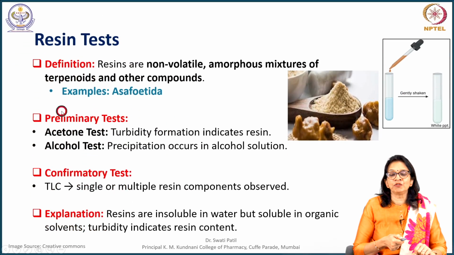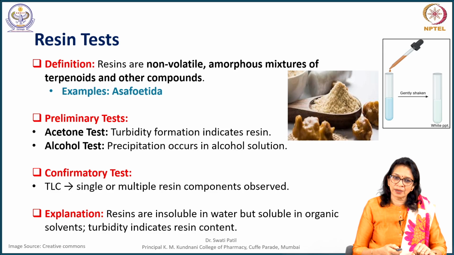Resins, again there are different classes of resins. For example, this is asafoetida, our normal hing. This gives fluorescence because of the presence of umbelliferic acid. When acetone is added, it causes turbidity because these resins are not soluble in any polar solvent. So, when you add alcohol, it precipitates because of less solubility. When you add water to this, it forms an emulsion, because of the volatile oil and gum which is found in the resin.